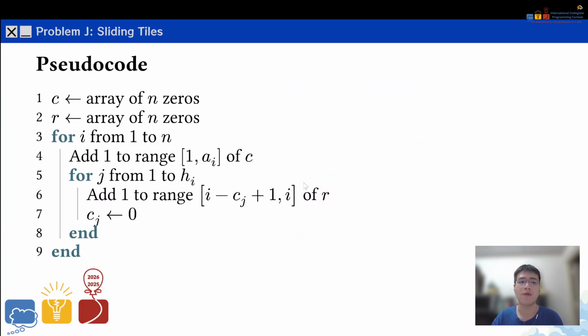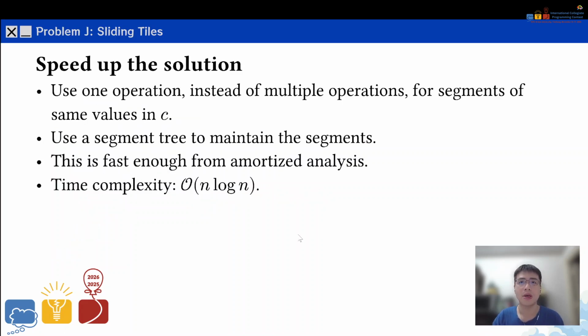This is the pseudocode for the algorithm we just proposed. C is the counter for each row, and R is the answer we want to output. The pseudocode is displayed here, which describes the idea I just described. It is pretty obvious that the solution presented is too slow, which is O(n) squared time. So we have to speed up the solution.